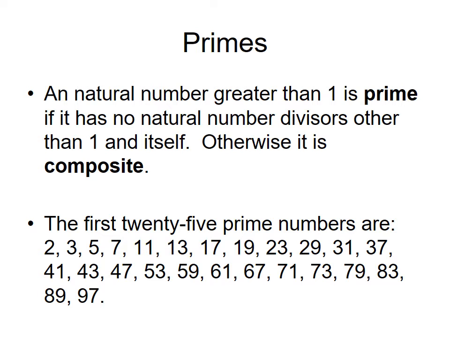A natural number greater than 1, so not 1 itself, is prime if it has no natural divisors other than 1 and itself. Any number that's not prime is called composite. There's the first list of primes. I don't think you really need to memorize primes, but maybe under 100 is good, but don't memorize thousands of primes.